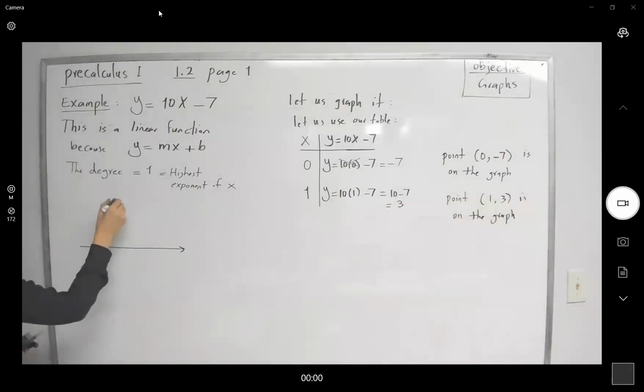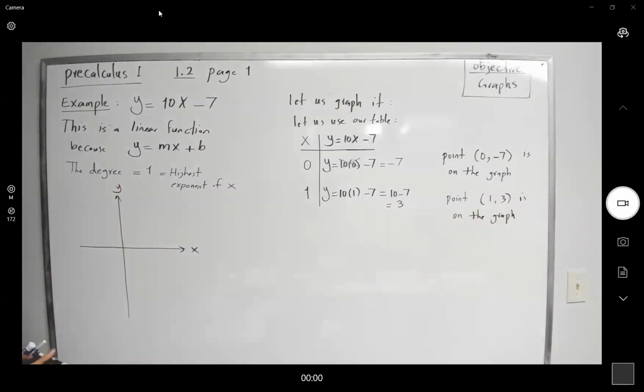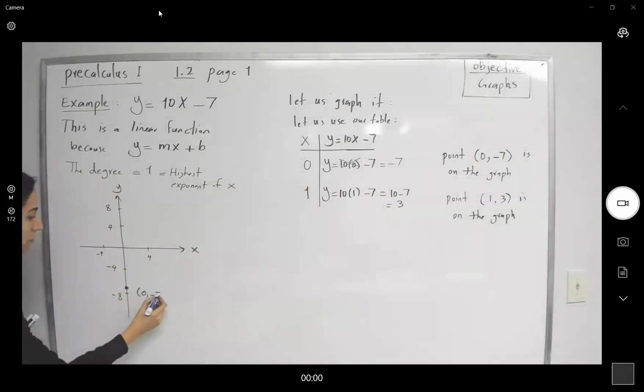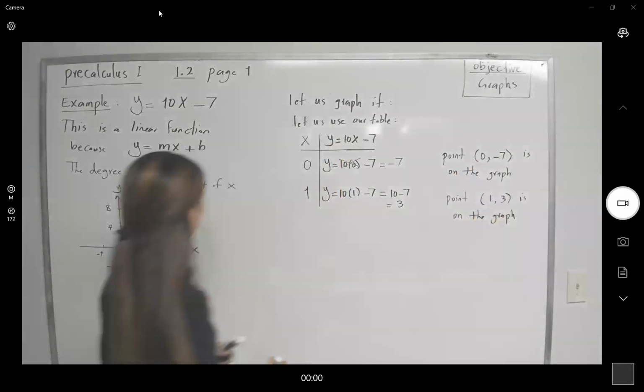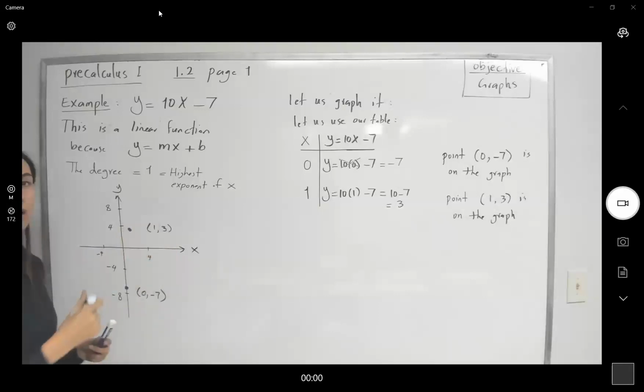So let's see, 0 and negative 7, our x-axis, our y-axis. So here you have -8. Suppose you have your 8, 4, -4, and then here you have another 4, then -4. So the very first point is 0 for x and -7 for y. 0 and -7. This point is here. The second point, 1 and 3: 1 unit on the horizontal axis and 3 units up. Let us connect these together.